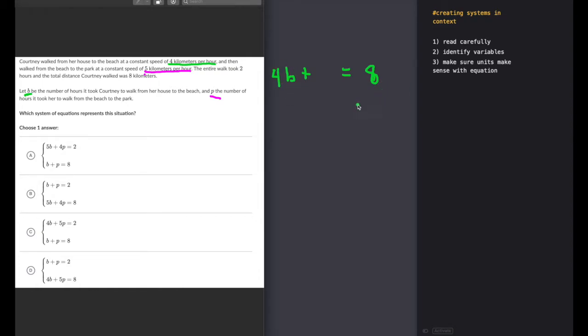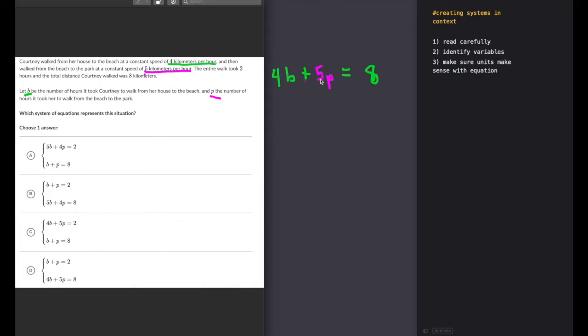Similarly, if I do 5 kilometers per hour, that doesn't tell us the distance she walked, but to find the distance, how long did she walk at 5 kilometers per hour? Well, she did that for P hours. That's the number of hours it took her to walk from the beach to the park. So for this other one, we're going to say this is 5 times P. So 4 times B plus 5 times P equals 8.